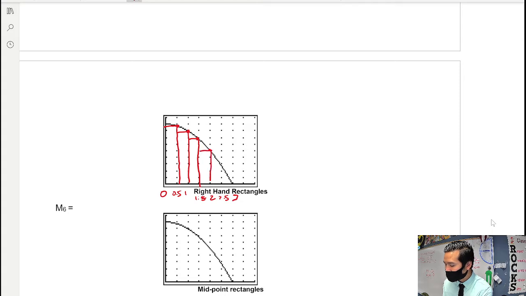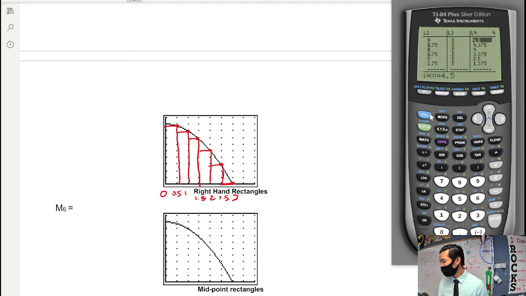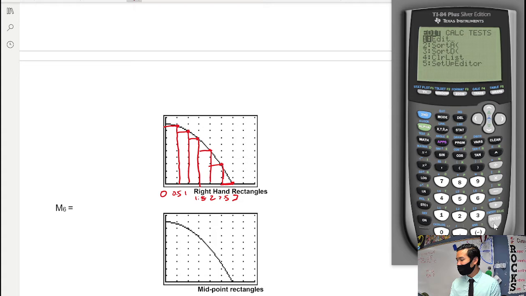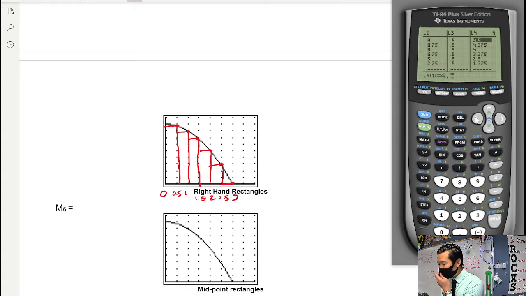You can clear it to delete the list. How do you go back to the list? Stat, edit. Now, your L2 is no longer valid. Your L3 should still be 0.5s, but L1 is invalid as well. It doesn't start at 0 this time. It starts at 0.5. And where do you end?